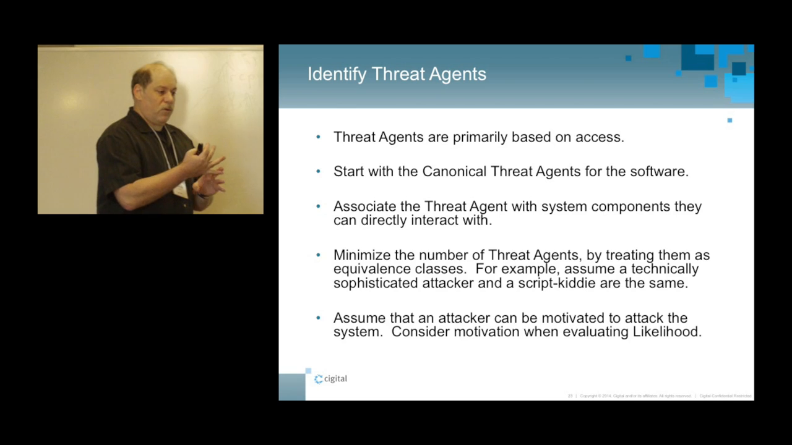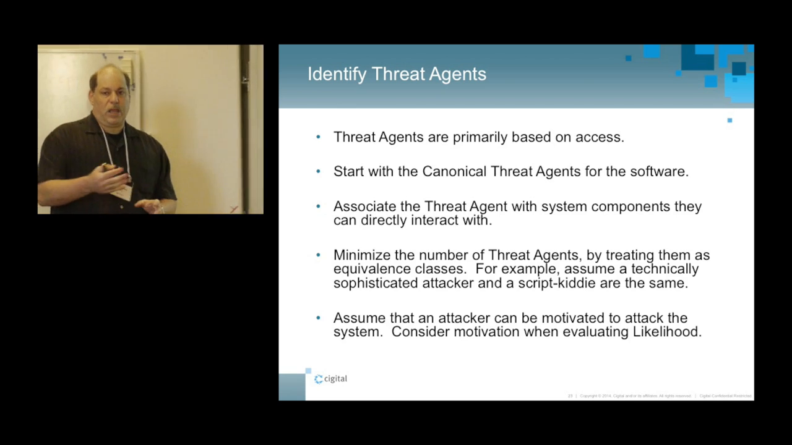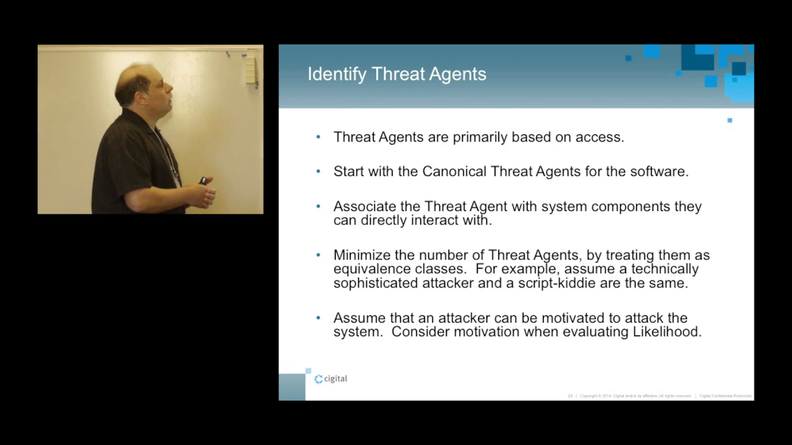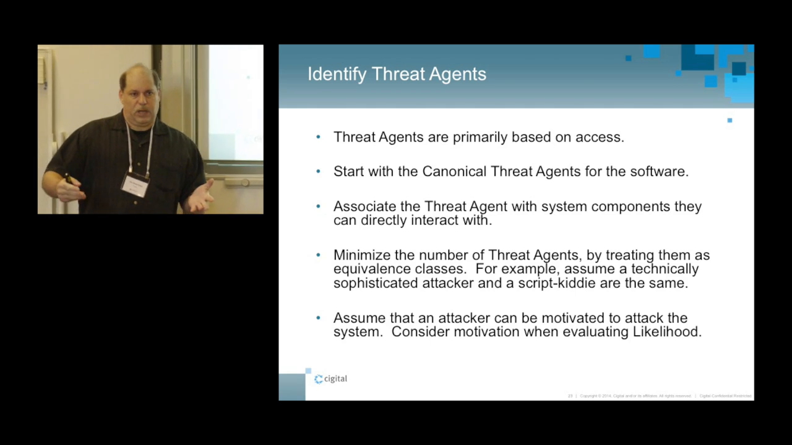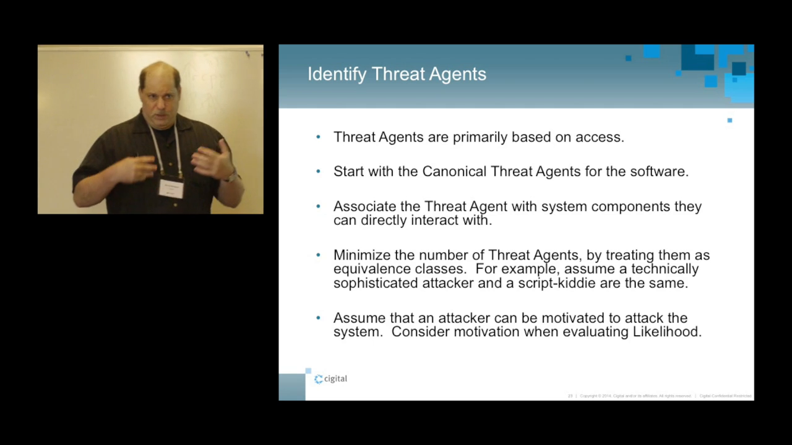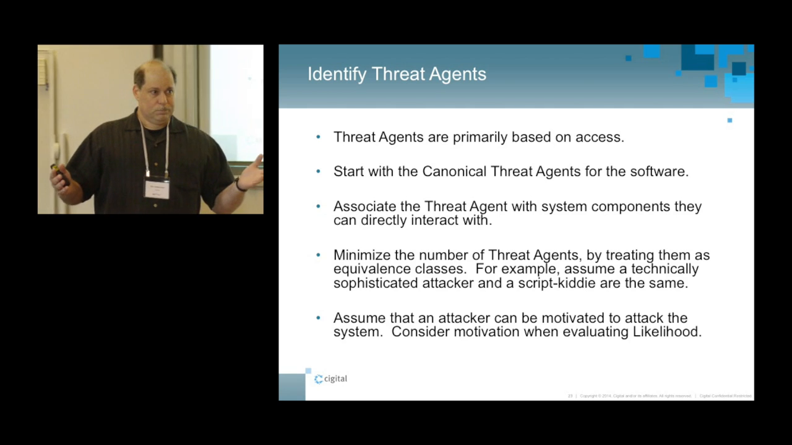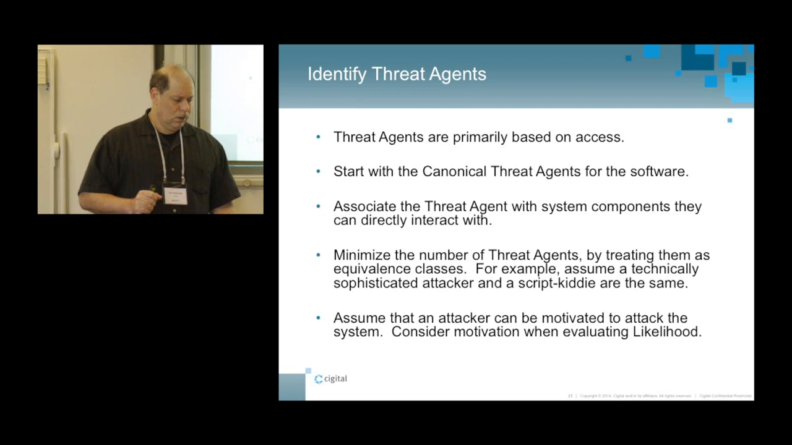So we have our assets. We have our controls. We now want to think through threat agents, right? Those things that are trying to attack the assets. There's a canonical set of threat agents, right? If I have a typical web application, what would be the standard set of threat agents that you should consider no matter what? In very, very broad terms. Any guesses?